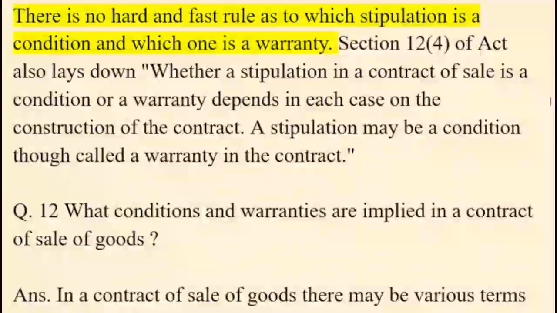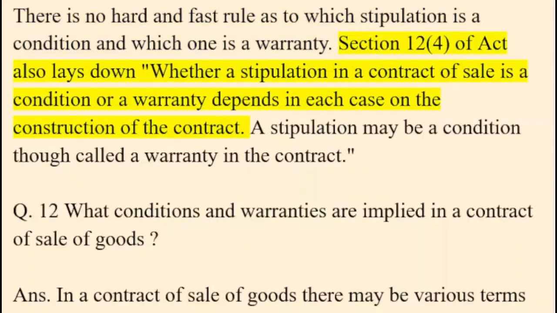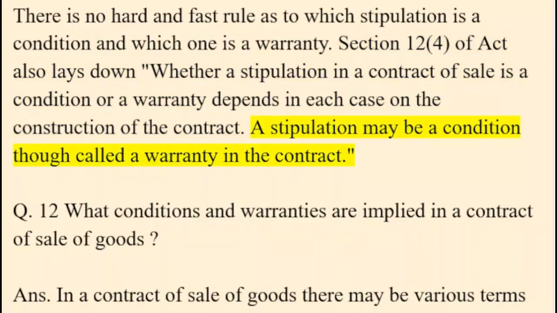There is no hard and fast rule as to which stipulation is a condition and which one is a warranty. Section 12(4) of the Act also lays down that whether a stipulation in a contract of sale is a condition or a warranty depends in each case on the construction of the contract. A stipulation may be a condition though called a warranty in the contract.